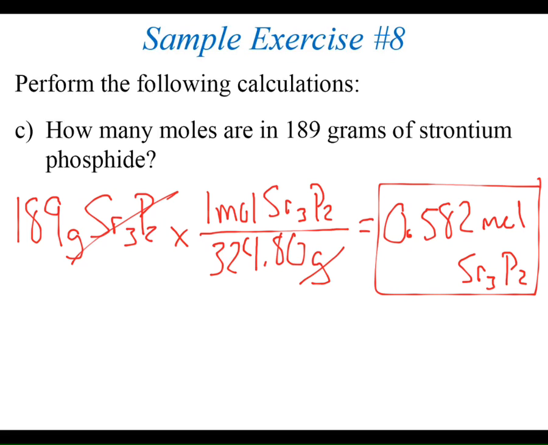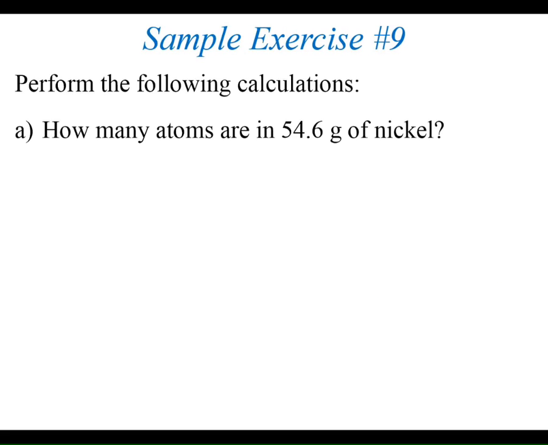So let's put it together and try if you could use both here. How many atoms? Ding, ding, ding, atoms. That makes me think Avogadro's number. I've got to use Avogadro's number. 54.6 grams. Grams. That makes me think mass, molar mass. I've got to use molar mass. I'm going to keep hitting this. It eventually will sink in. So I'm starting with 54.6 grams of nickel, and I want to know how many atoms are in 54.6 grams.